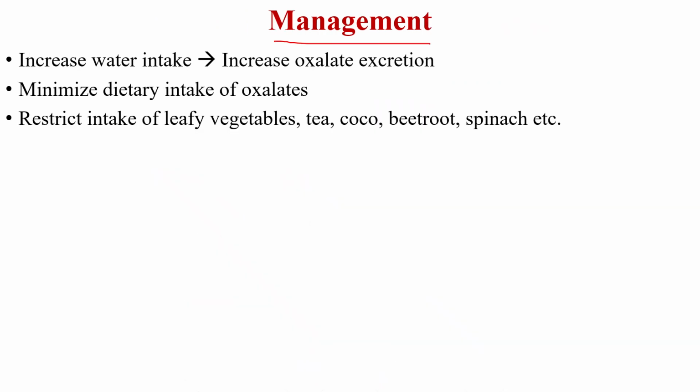So what is the management? Increase the intake of water so that the oxalates can be excreted in the urine, and minimize the dietary intake of oxalates, because oxalates have already accumulated in our body. These oxalates are present mostly in leafy vegetables, tea, beetroot and so on. So restricting the intake of leafy vegetables, tea, cocoa, beetroot and spinach can minimize the formation of oxalates. This could be the effective management.